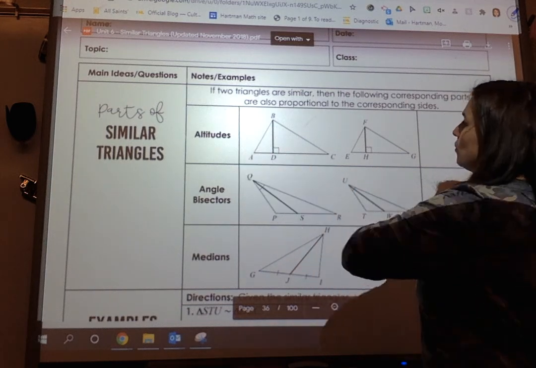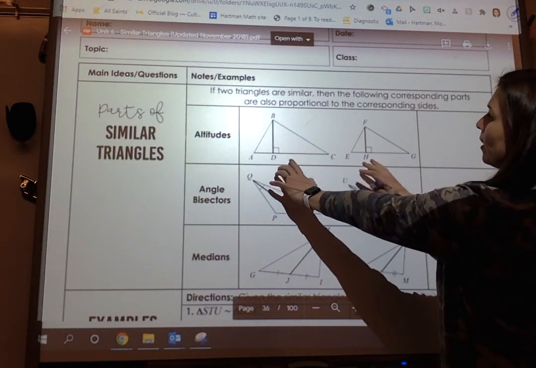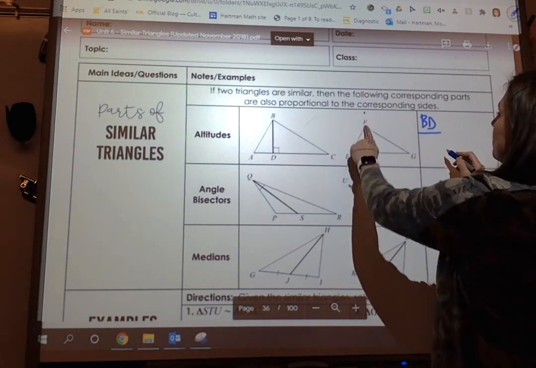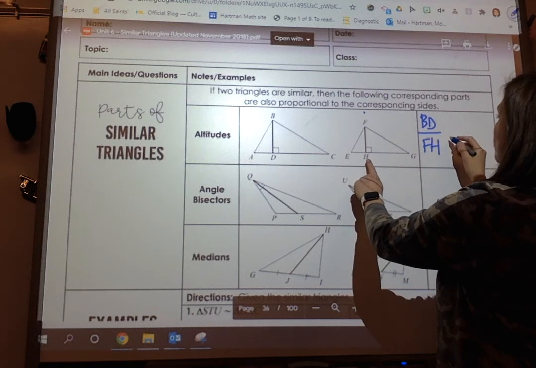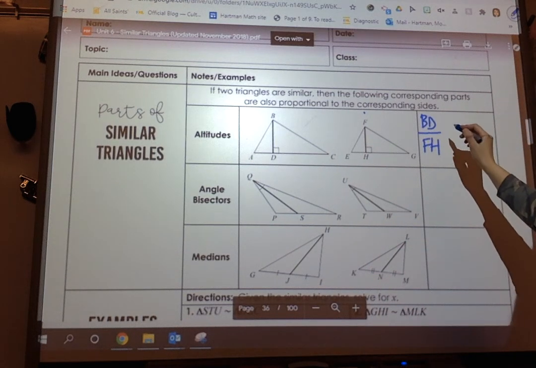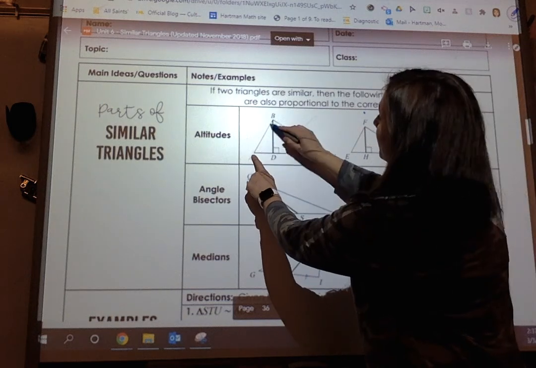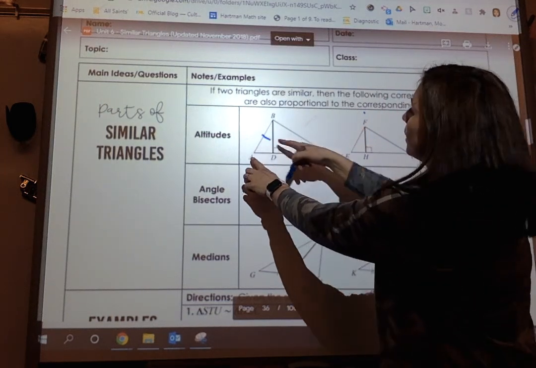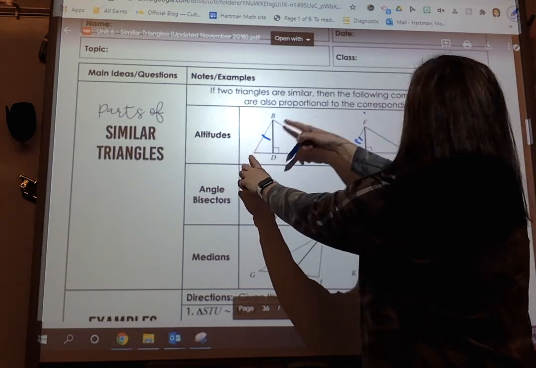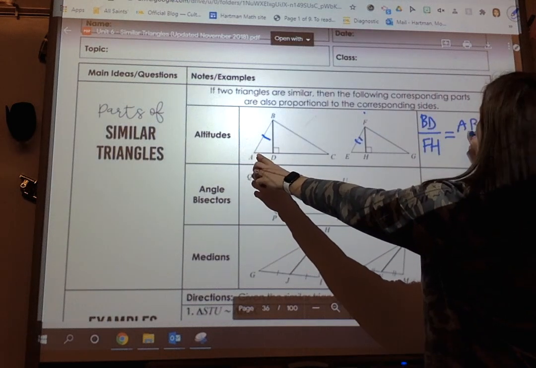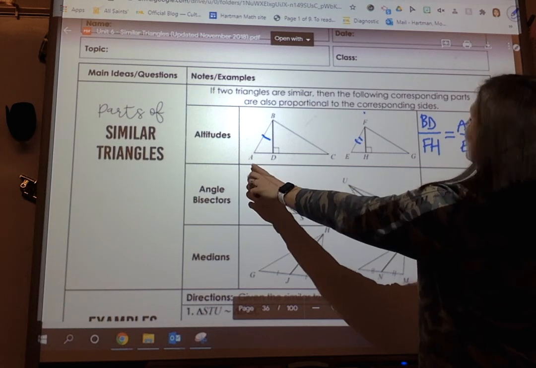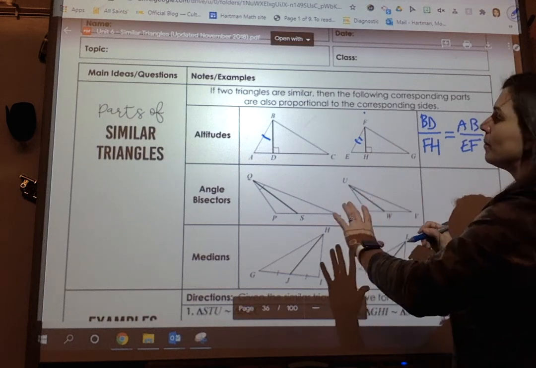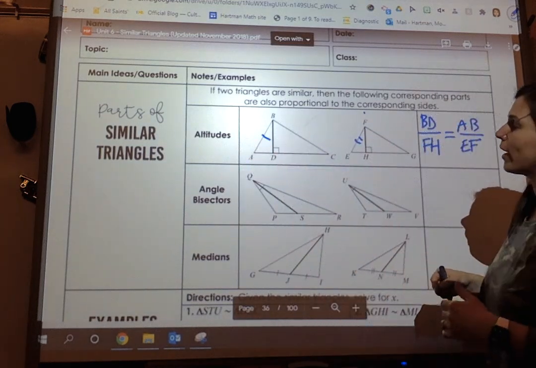So these are my altitudes. If these are similar, I can say that the altitude BD is going to be proportional to the altitude of FH. I am going to set that equal to the length of a side. I can say AB. Now, of course, these aren't congruent, but these are going to be proportional. So I can also say that AB is proportional to EF. I can also say that BC is proportional to FG. It doesn't matter which side of the triangle.